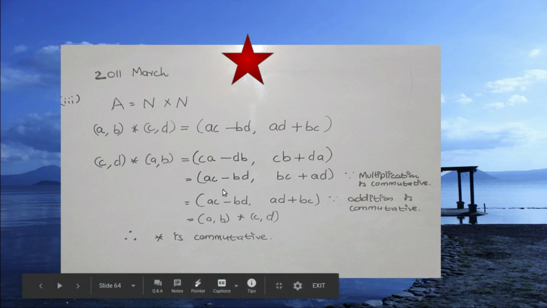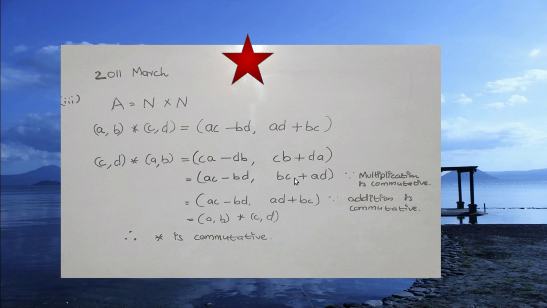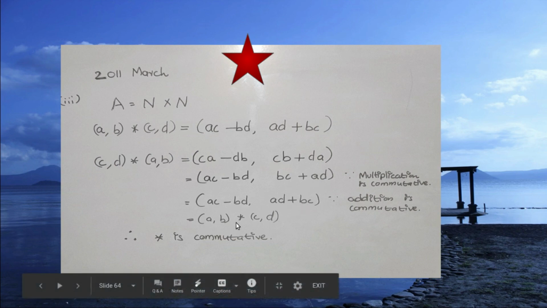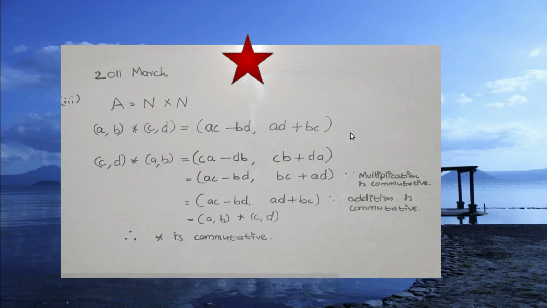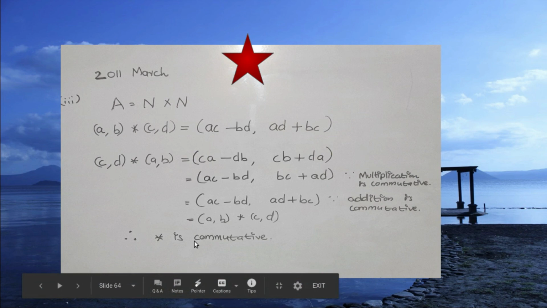Now this is equal to: first element ac minus bd. The second element is of the form a plus b, and a plus b is equal to b plus a because addition is commutative. So we can write this second element as ad plus bc. Now this is equal to (a,b) star (c,d). So star is commutative.